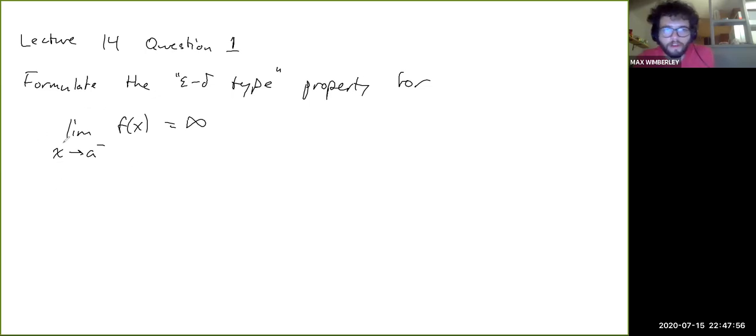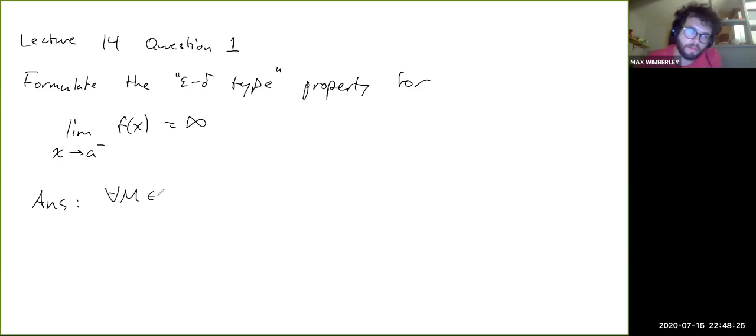Okay, so hopefully, if you just read the discussion here, you can figure out the answer that way if you want. But I think it's good to think about it yourself, because hopefully by now you've developed the instinct for what the property should be, right? The property should be, so instead of epsilon, right? Because we're not trying to get f of x to be within epsilon of something. We're just trying to get f of x to be big.